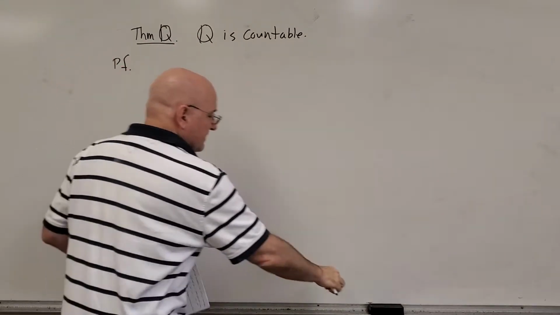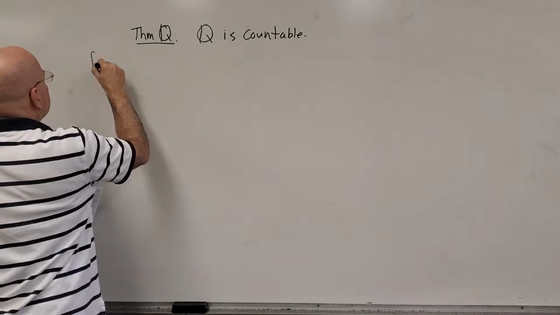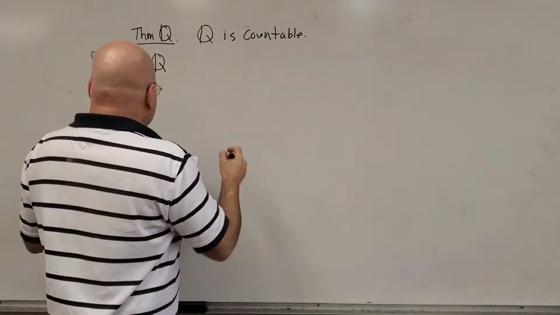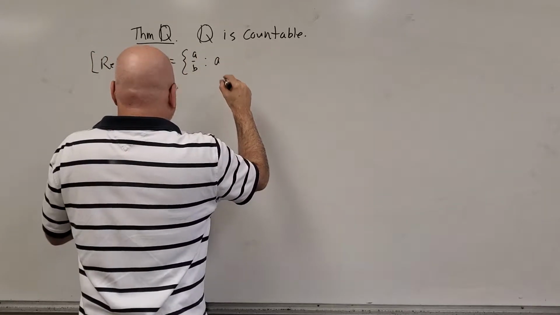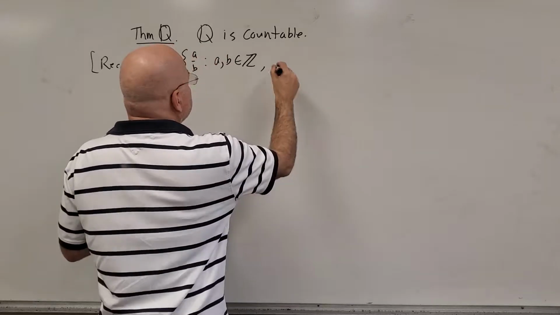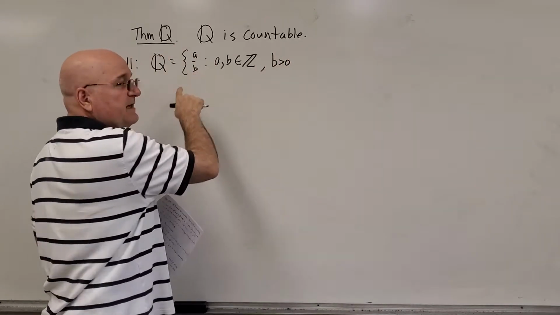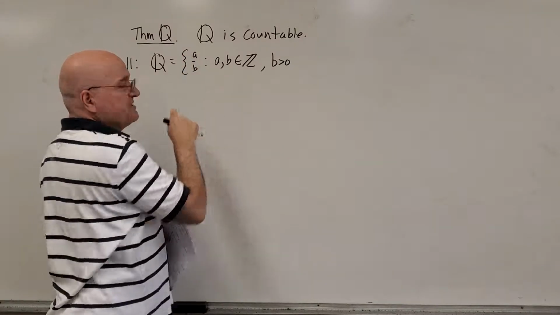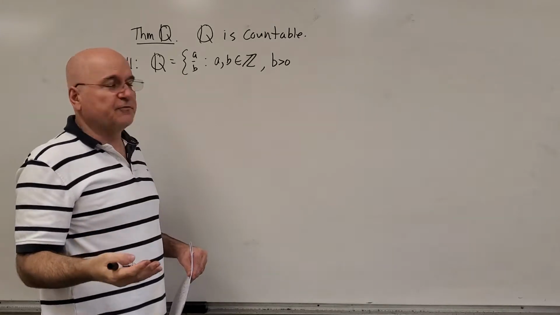Actually, before I even write the proof, let's recall what the definition of the rational numbers is. Recall that Q, I'm going to write it slightly different this time, is equal to the set of all a over b such that a and b are both integers. I'm going to require that b be greater than 0, instead of saying b not equal to 0, which is fine. Yes, it can be negative in general, but we can get the negative rational number by just forcing a to be negative. So we can say that a can be any integer at all, and b we're forcing to be a positive or a natural number.